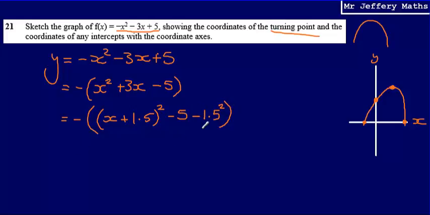All that's left for me to do is to just tidy this up a little bit. And so that's going to give me negative, and then I've got x plus 1.5 all squared, then minus, and I've got minus 5 minus 1.5 squared. So minus 1.5 squared is going to give me 2.25. And so that's going to give me minus 7.25.